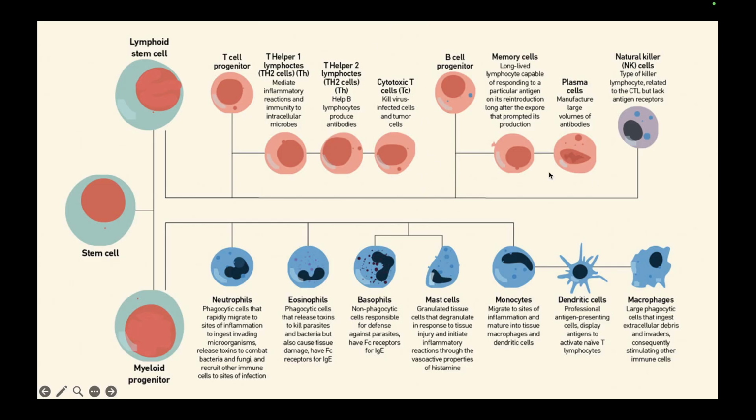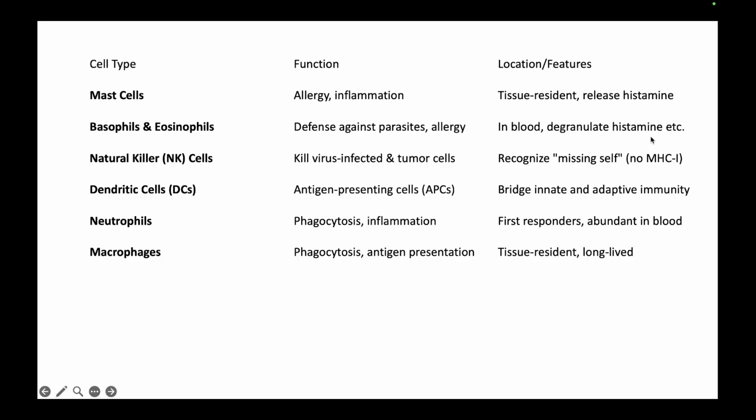Then there are the B progenitor cells. Upon activation, B cells make memory cells and plasma cells. Plasma cells manufacture large volumes of antibodies. Memory cells are long-lived lymphocytes capable of responding to a particular antigen on its reintroduction, long after the exposure that prompted their production. And then there is the natural killer cell. These are killer lymphocytes related to the CTL but lack the antigen receptor, like the cytotoxic cell but without antigen receptors. So this is the basic summary.